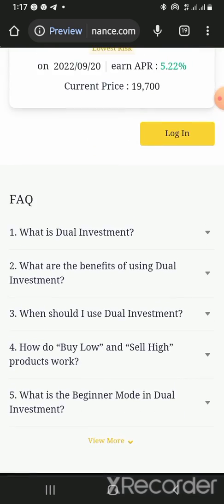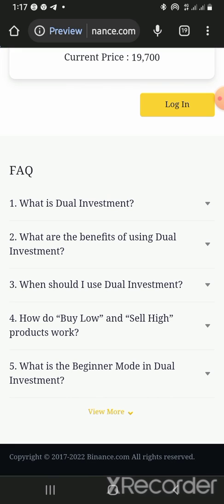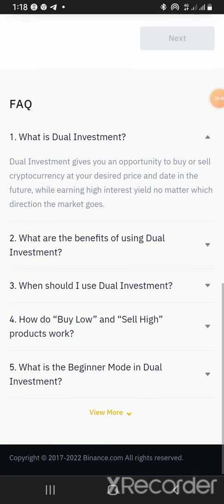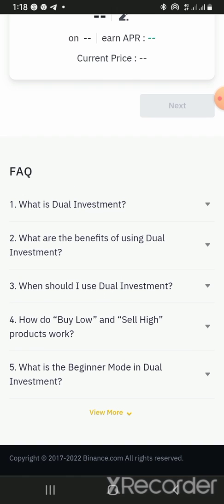So now they say, what is dual investment? You can see that is this question, frequently asked questions. So you can see it. Sorry about the delay. So they say the dual investment gives you the opportunity to buy or sell cryptocurrency at your desired price and date in the future, while earning high interest yield no matter which direction the market goes.